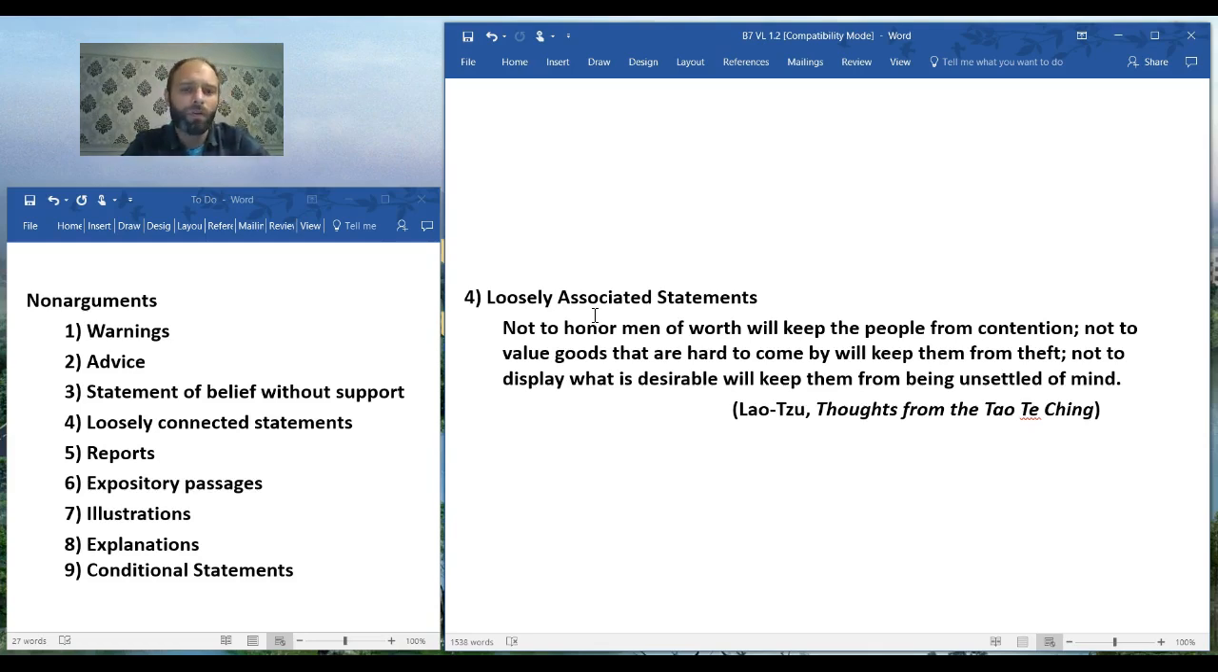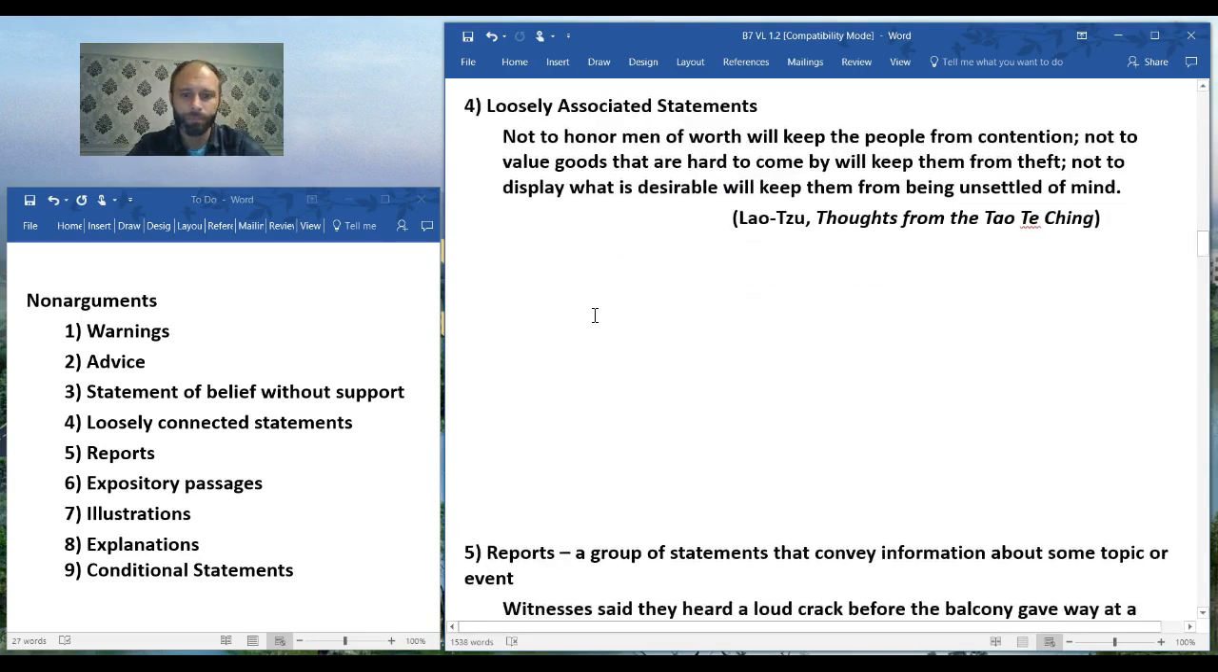They're loosely associated in that they're all ways that a ruler could treat his or her people. But one doesn't give us any reason to believe another, right? So again, there's a lack of the inferential link. There's no premise here and there's no conclusion. It's just three different ways that people may treat it and three different ways that they might react from it.